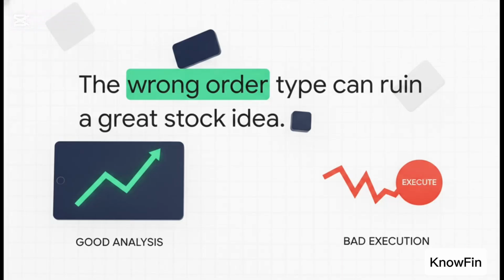Look, you could have the absolute best stock analysis in the world. I mean, you've read the charts perfectly, you've checked the fundamentals, and you are absolutely certain a stock is going up. But if you make a simple mechanical mistake on your broker app, like just choosing the wrong order type, well, that brilliant idea can literally lead to immediate, completely unnecessary losses. Execution is just as important as the idea itself.